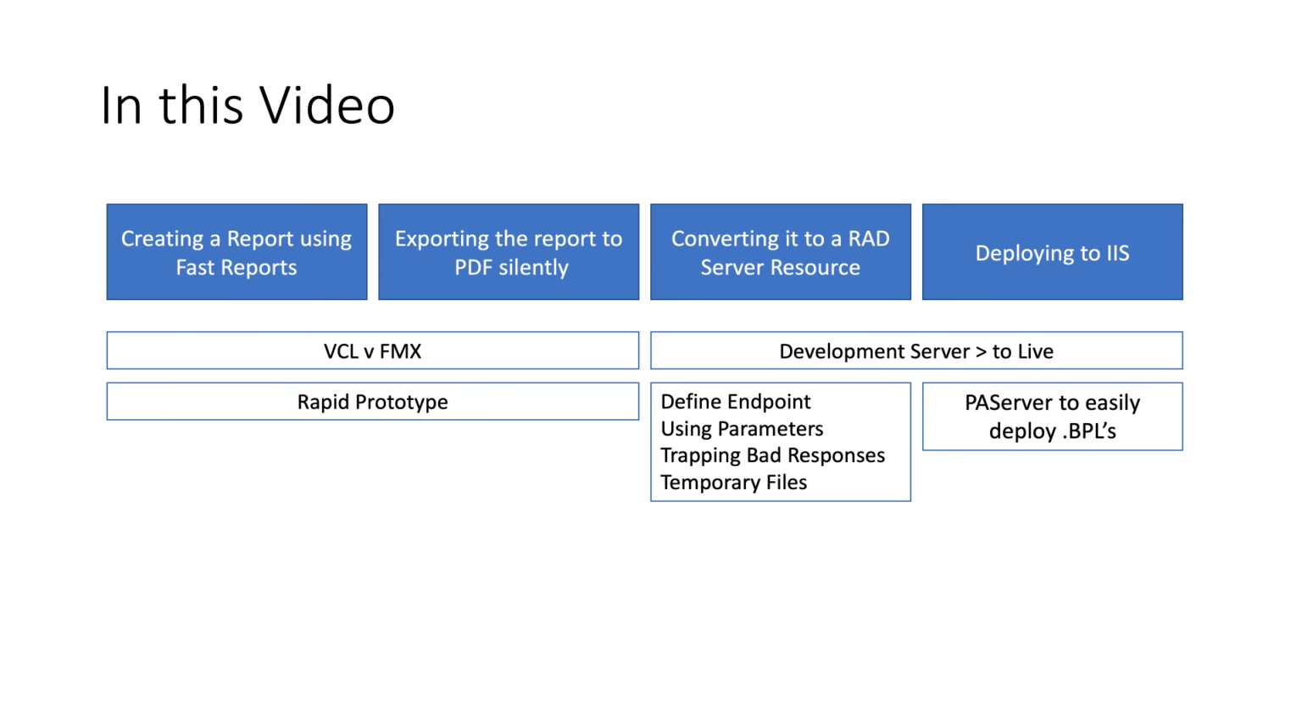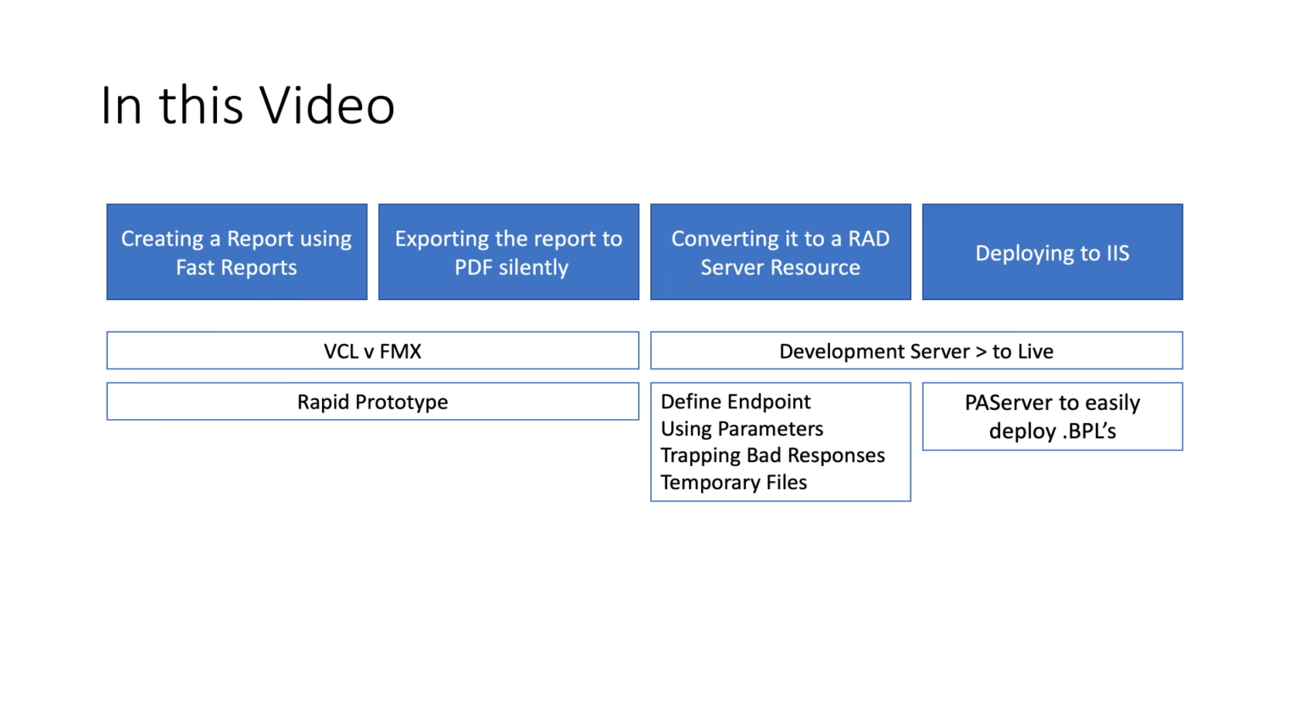Now, doing a RAD server resource to use on your development machine is relatively straightforward. The key thing there, once we define the resource endpoints and the parameters, is that this is now using BPLs, and the BPL packages have dependencies which are also on my development machine. So the next step is really, how do we get this into production? How do we deploy it?